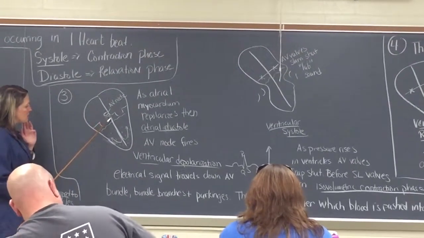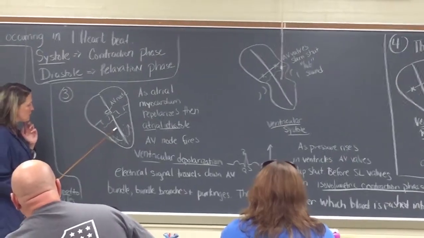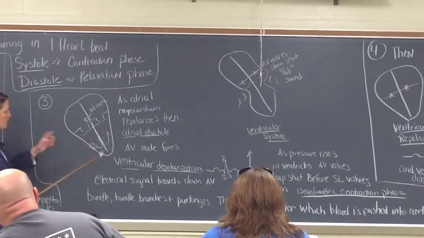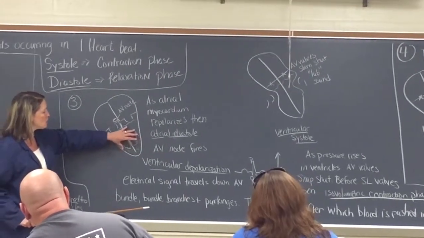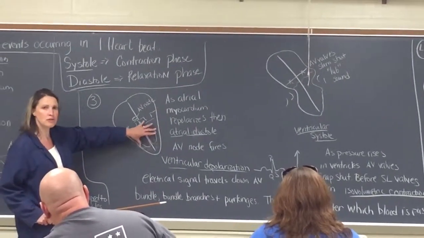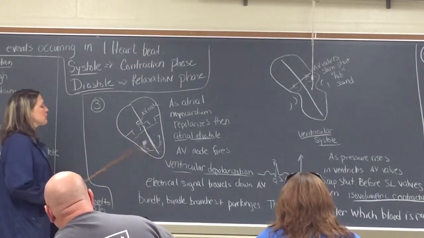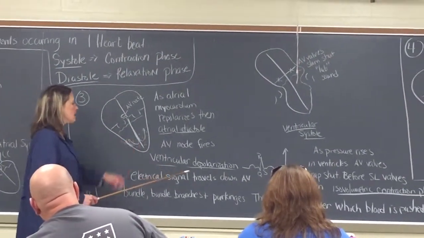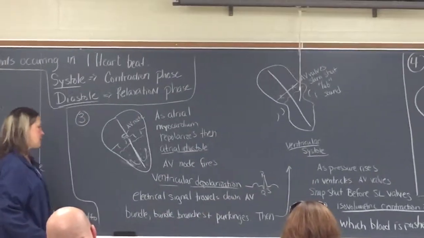Now, at the time that the atria are relaxing, the AV node is going to send a signal down through the bundle branches, the right and left bundle branches, and out through the Purkinje fibers. A wave of depolarization will spread from the apex upward over the ventricular myocardium. So we get ventricular depolarization here. That electrical event is seen as the QRS on the EKG.